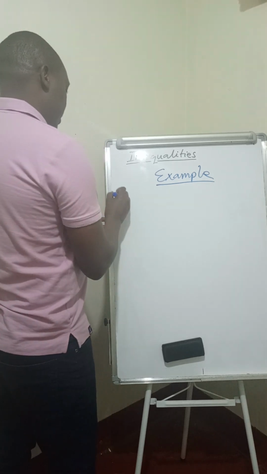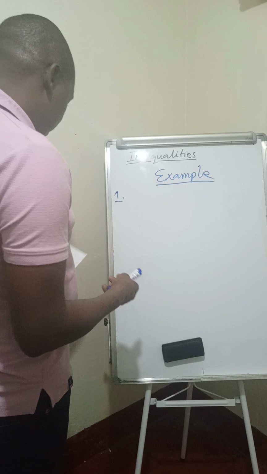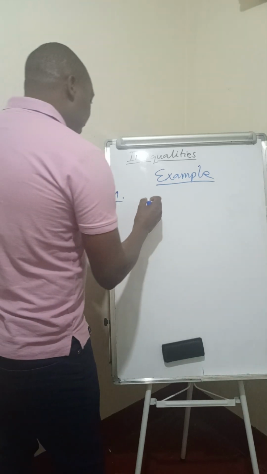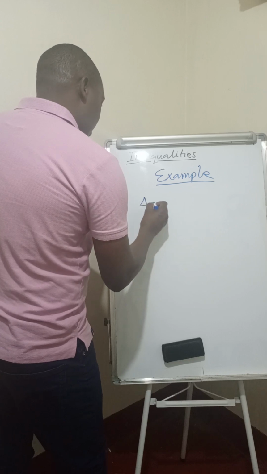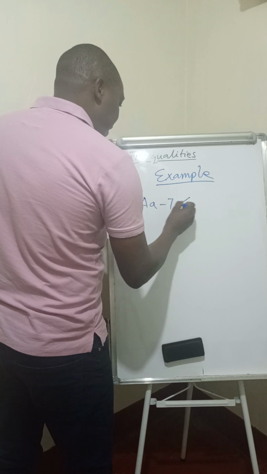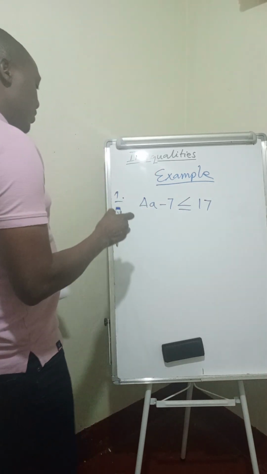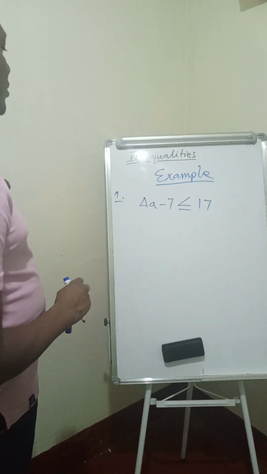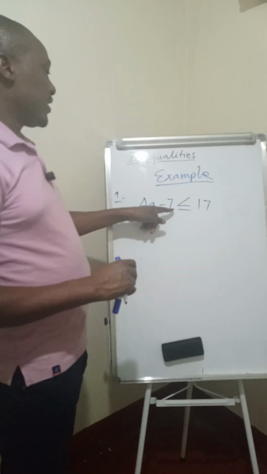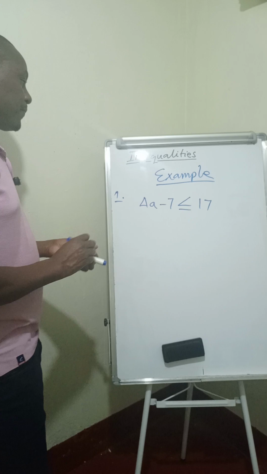Example 1. If I have 4a minus 7 less than or equal to 17. Look at that question. 4a minus 7 is less than or equal to 17. Let's solve it and see.